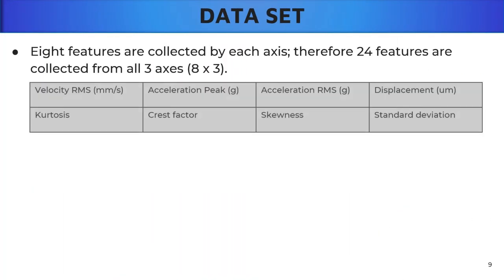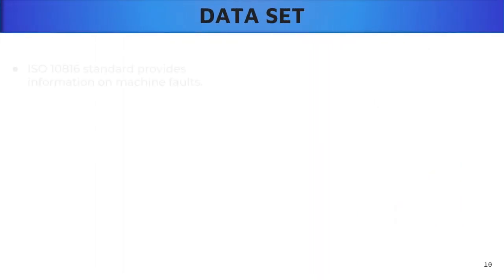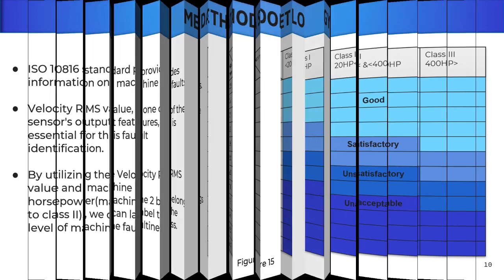Data set. 8 features are collected by each axis: velocity RMS, acceleration peak, acceleration RMS, displacement, kurtosis, crest factor, skewness, and standard deviation. Machine status data includes 4 states: on, off, unknown, and unrelated. ISO standards provide information on machine faults. By using the velocity RMS value, which is one of the sensor's output features, and the machine's horsepower, we can label the level of machine faultiness.